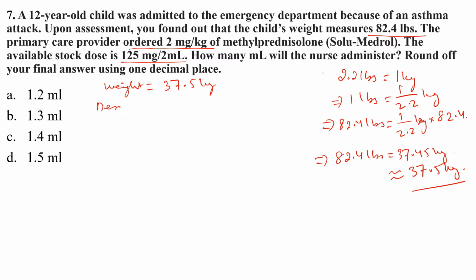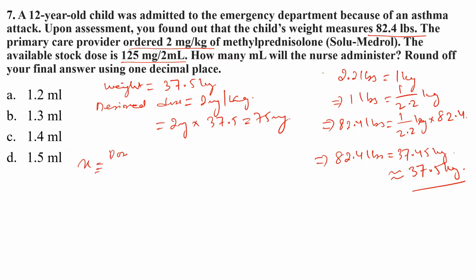And the desired dose is given as 2 mg per kg. So 2 mg multiplied by 37.5, we will get 75 mg. This is the desired dose. So now we will use a formula, that is X equals desired dose divided by dose in hand multiplied by quantity.